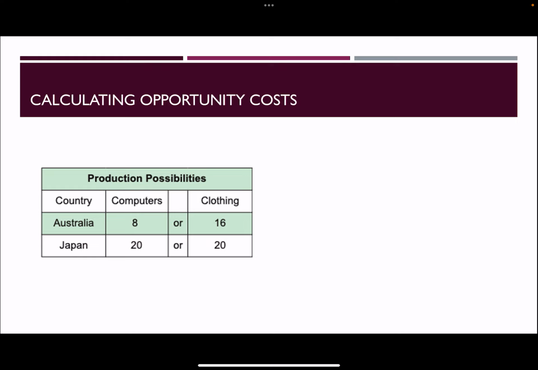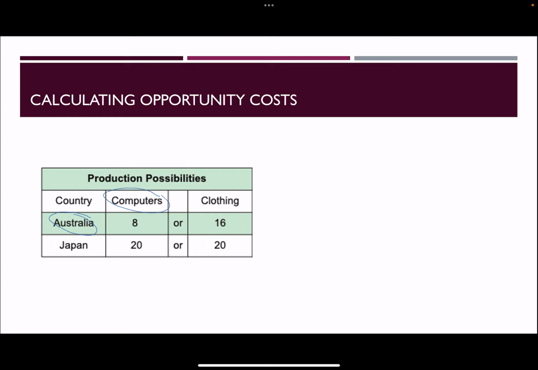The next thing that we want to do is we want to be able to calculate opportunity costs. So the reason that's important is because we can determine which country will specialize in producing which good. The easiest way to calculate opportunity costs is to consider one country and one good first and follow these steps. So let's say we are considering Australia and we want to calculate the opportunity cost of producing computers. What does it actually mean? It means one needs to be given up in order for Australia to produce 1 unit of computers.